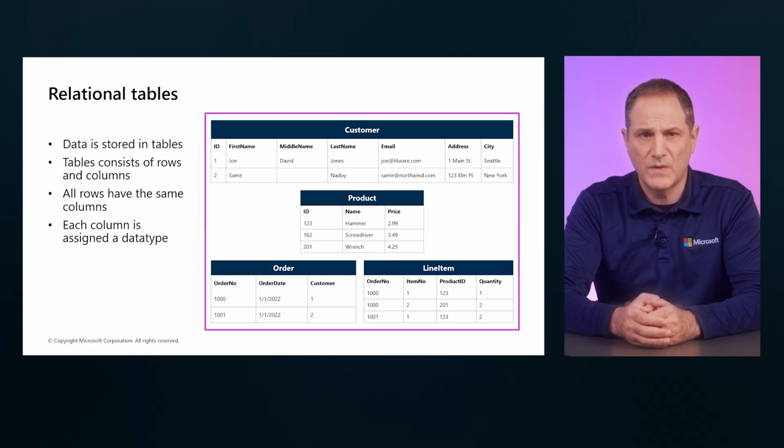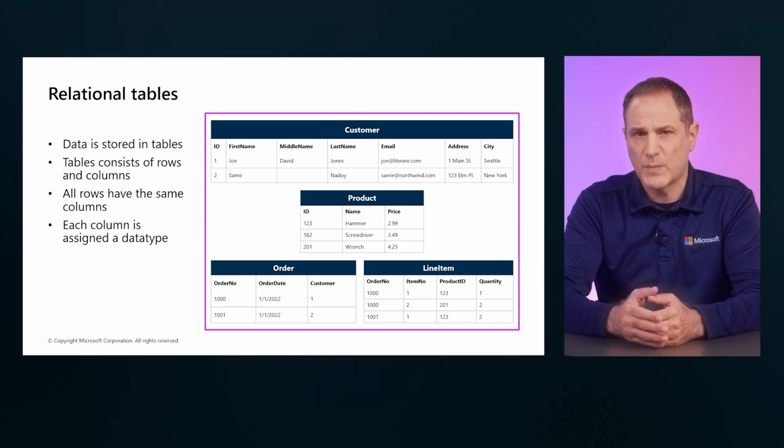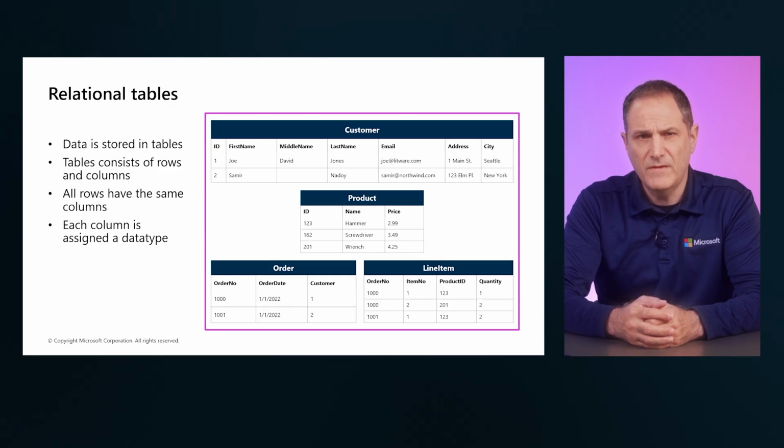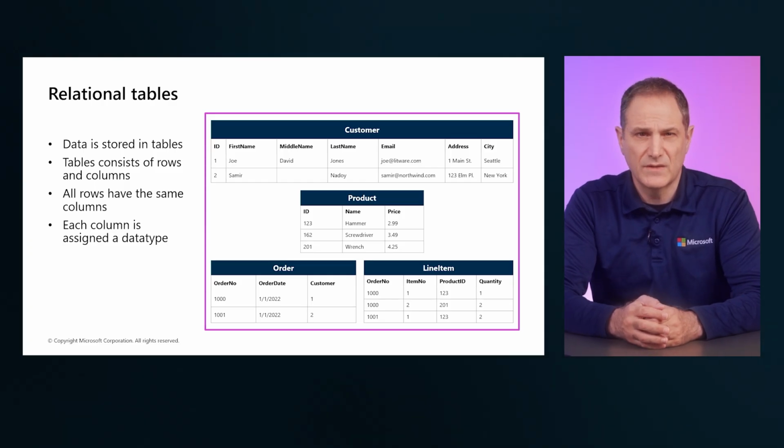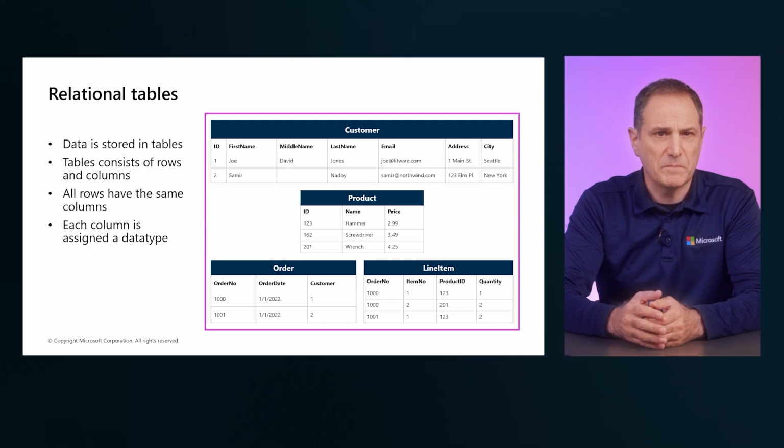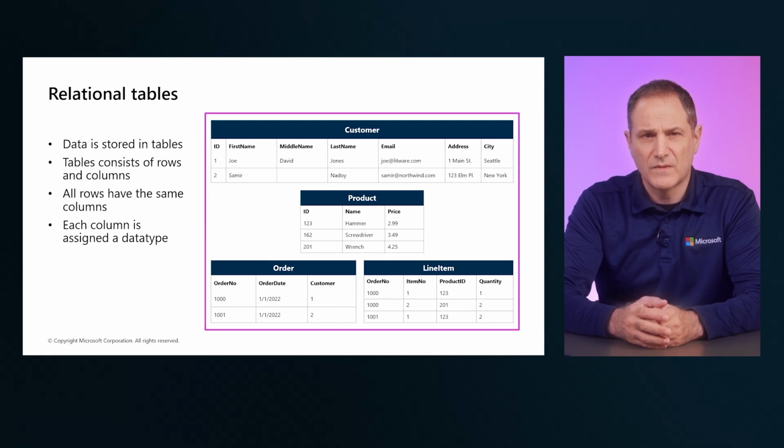Each table usually represents a real-world entity, such as customer, product, or order, and each row is a single instance of that entity. Even when some values aren't available, the structure stays intact. For instance, a customer might not have a middle name, so a middle name column can remain empty without disrupting the rest of the row.